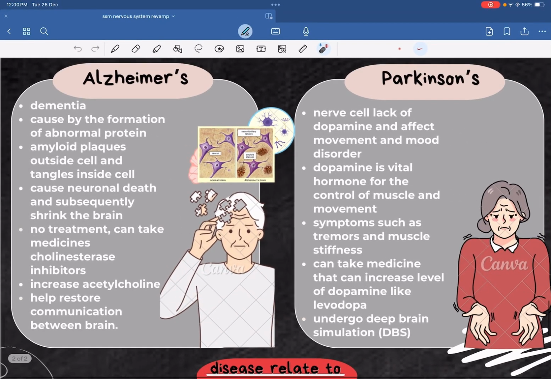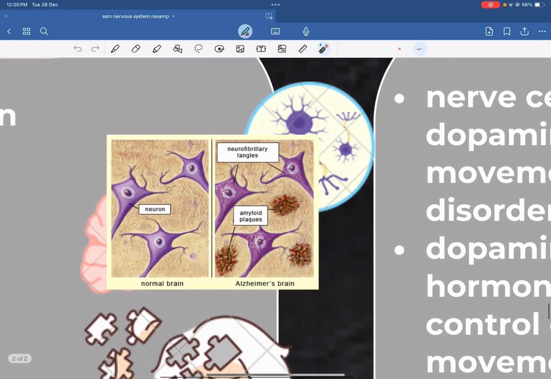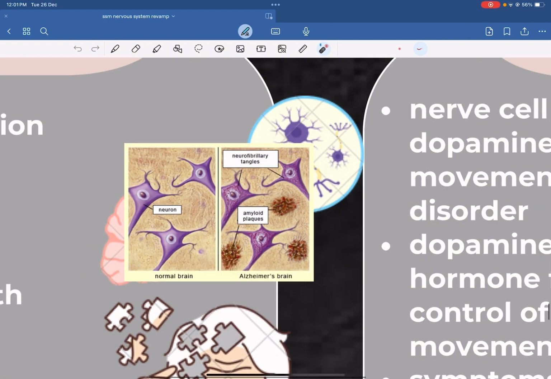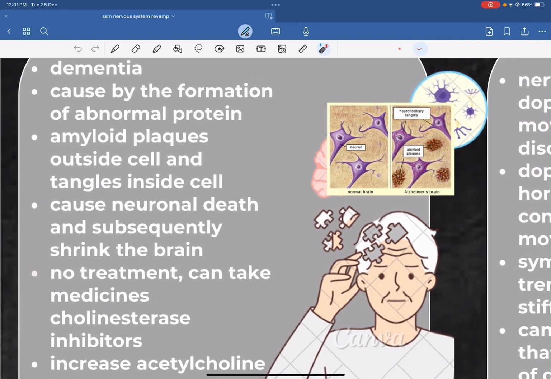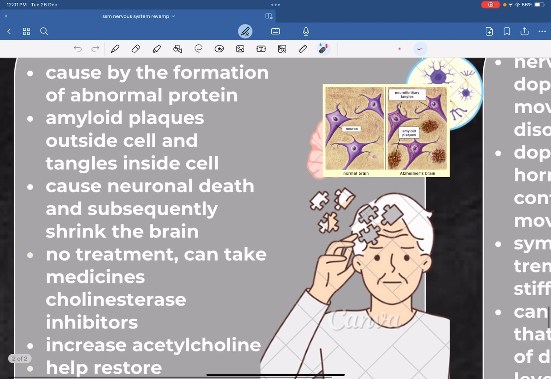So we have Alzheimer's disease here. Alzheimer's is basically a dementia, which is a term for several diseases that affect memory, thinking, and the ability to perform daily activities. It is caused by the formation of abnormal proteins, which are the amyloid plaques outside the cell and the tangles inside the cell. As you can see in this picture, this one is the tangles, and this is the plaques that form inside the brain. The formation of these abnormal proteins will cause neuronal death and subsequently shrink the brain. So the dead neurons will shrink the brain.